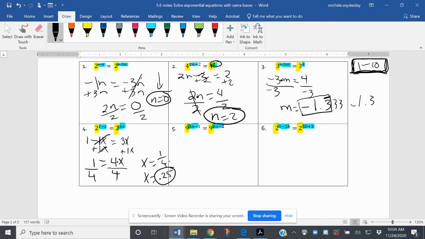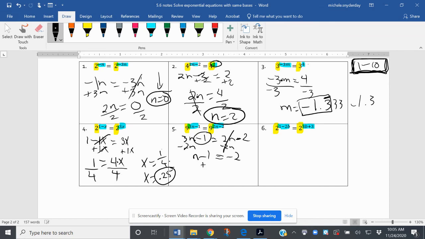All right, number 5. Our exponents are 3n minus 1 equals, and on the right-hand side, it's 2n minus 2. I'm going to go ahead and subtract 2n on both sides. So that goes away. 3n minus 2n is just n. And we still have the minus 1, so bring that down. And it equals, remember this is a negative 2, it equals a negative 2.